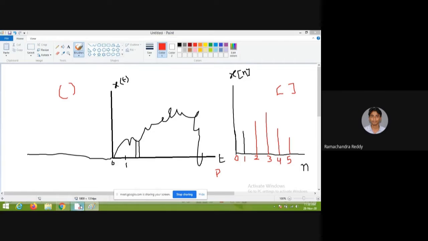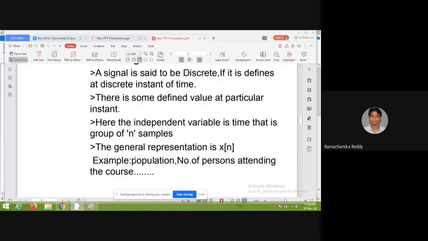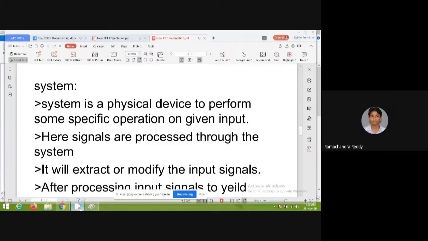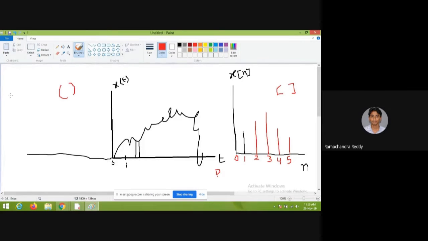Okay, fine. Some other examples related to discrete time are population and the number of persons attending a course, and so on. You can also take any electrical system. For example, we already know the three basic passive elements: resistor, inductor, and capacitor. If we write the relation between them with respect to voltage and current, for the resistor, V equals I into R. V is proportional to I here.